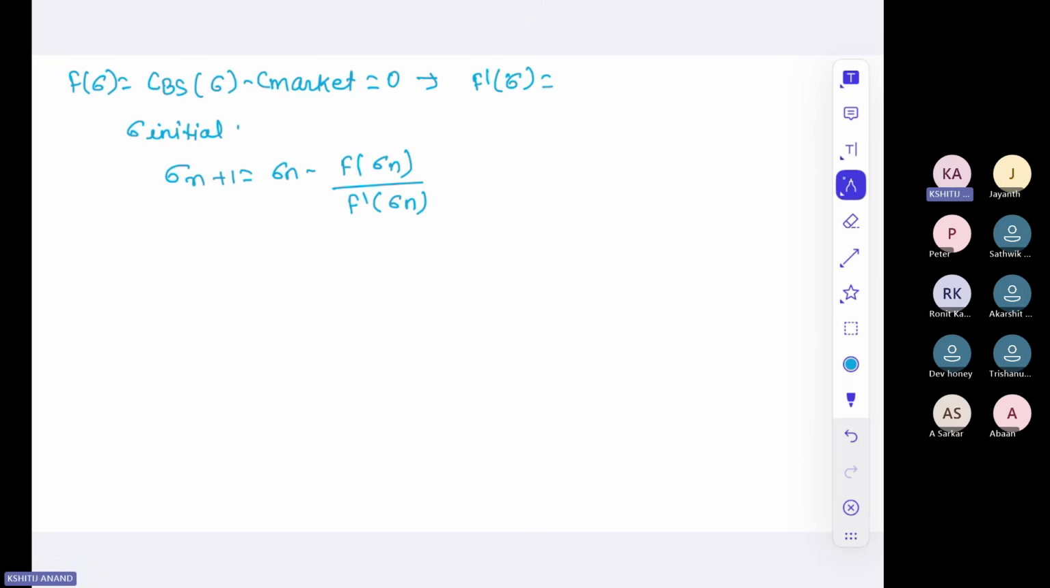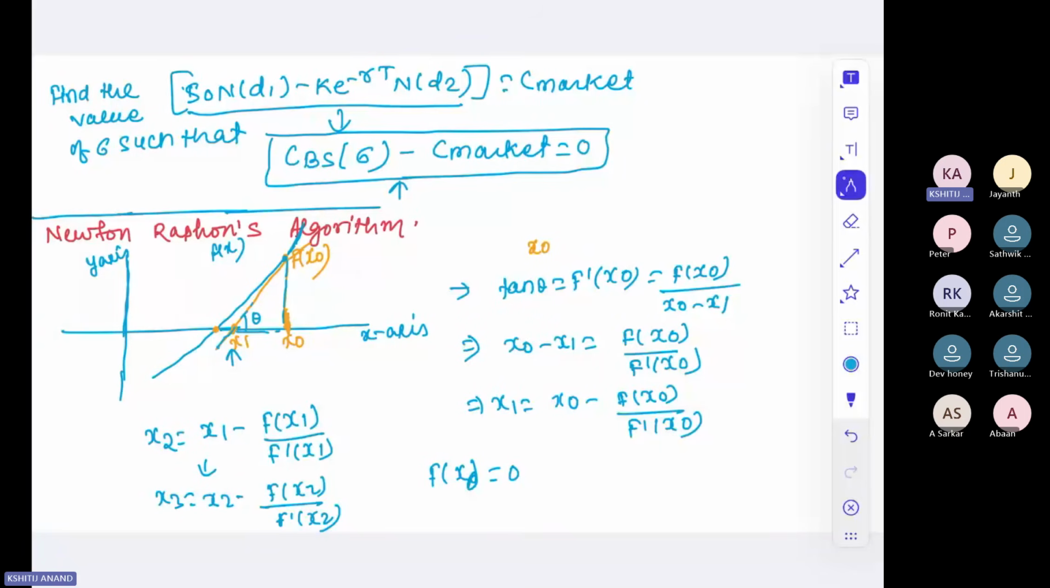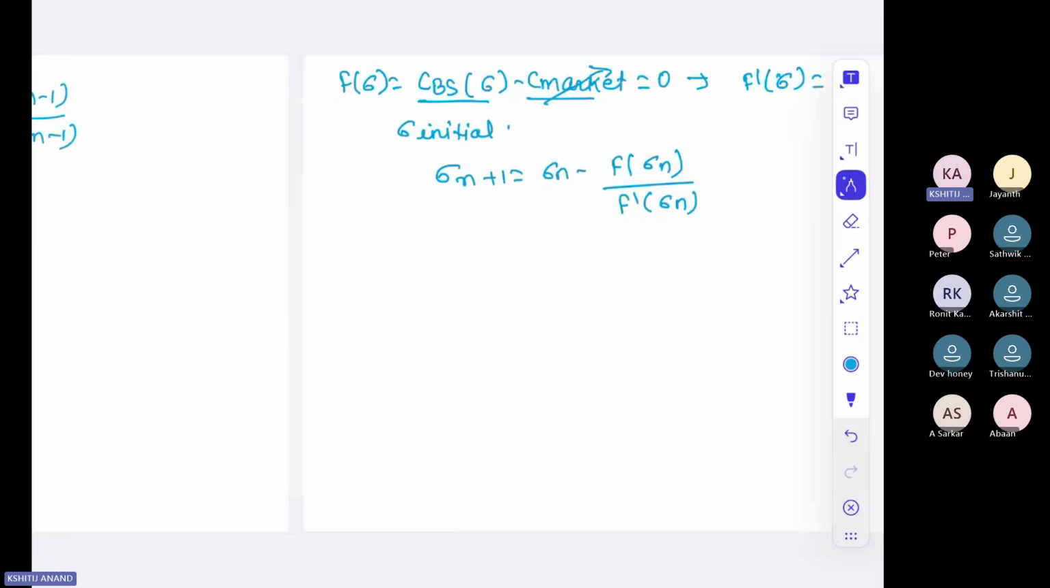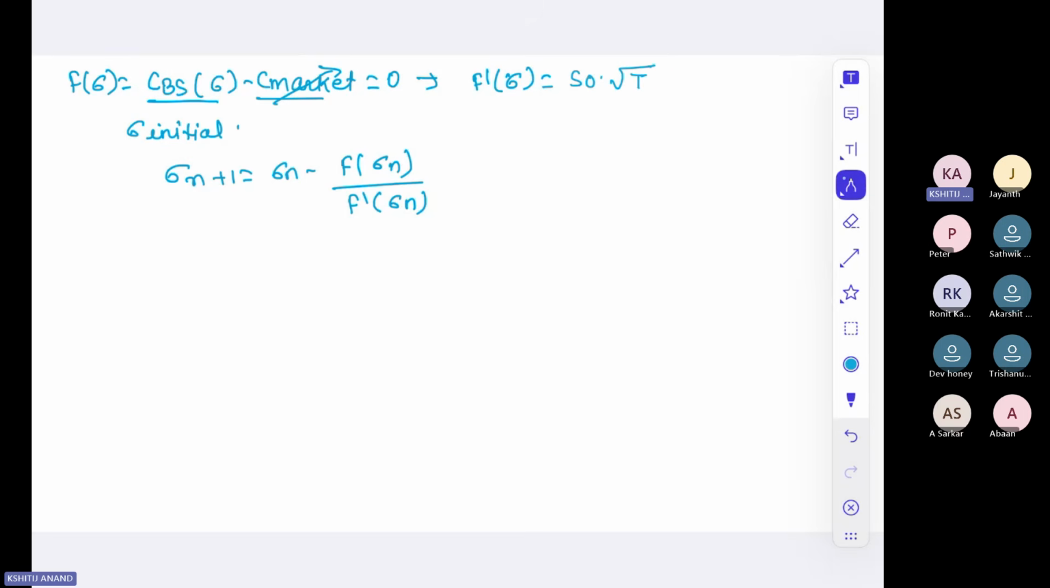This will be differentiating this term with respect to sigma. If you see the second term, which would be just a number, the differentiation of this particular term with respect to sigma will be 0. And the first term, everything is constant, only sigma is a variable, and we have to differentiate it with respect to sigma. I'm just writing the answer because this is your task to find out. Prove that f dash of sigma is nothing but S naught into root under T into N dash of d1.